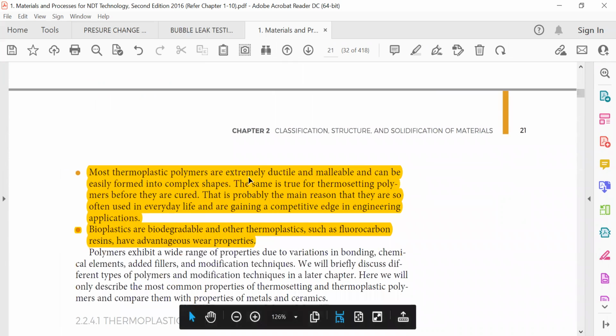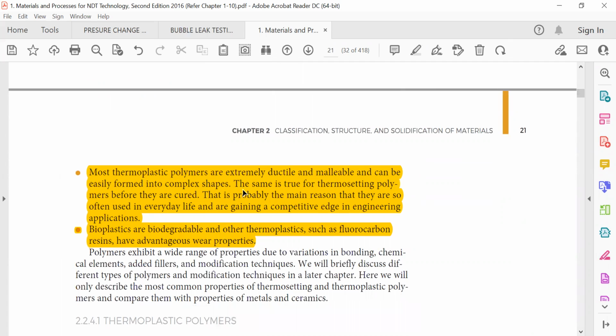Most thermoplastic polymers are extremely ductile and malleable and can be easily formed into complex shapes. The same is true for thermosetting polymers before they are cured. That is probably the main reason they are so often used in everyday life and are gaining a competitive edge in engineering applications. Bioplastics are biodegradable. Other thermoplastics, such as fluorocarbon resins, have advantageous wear properties.